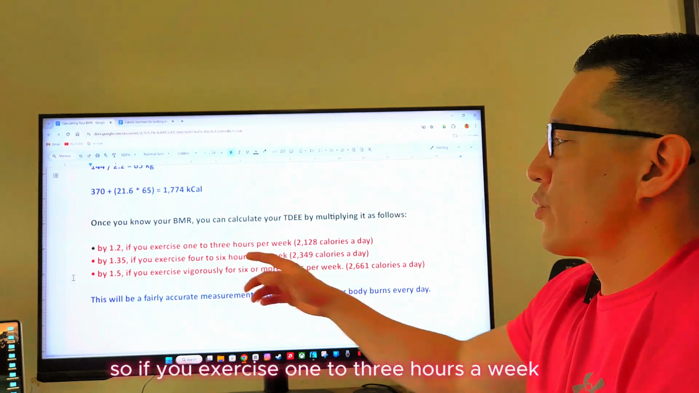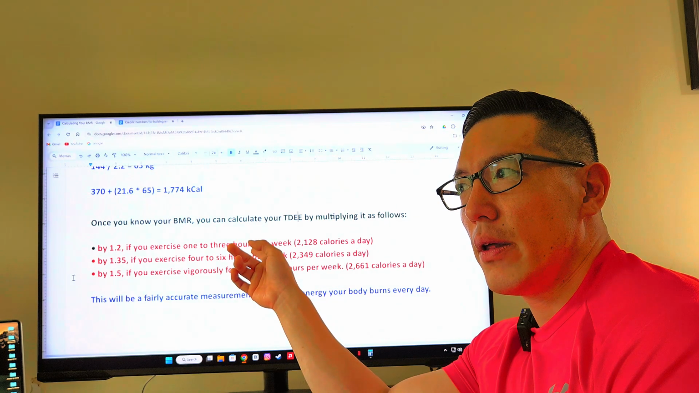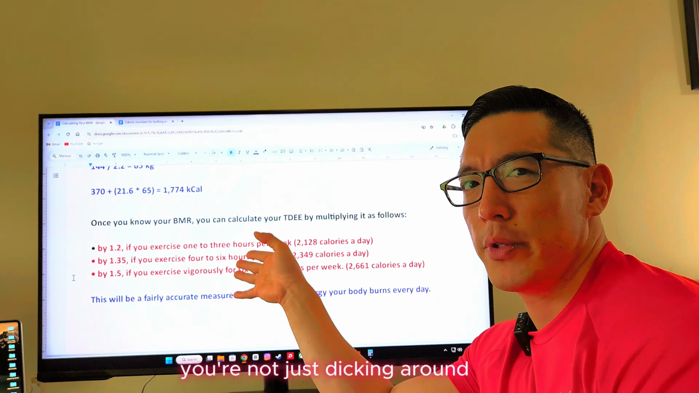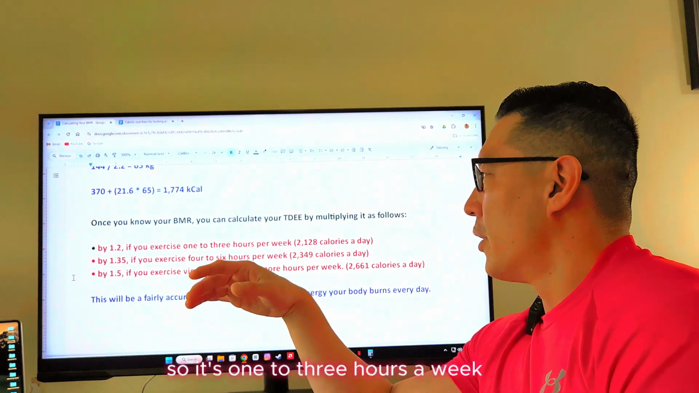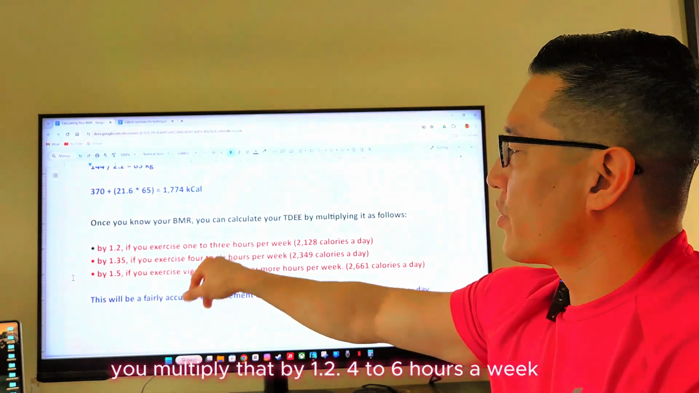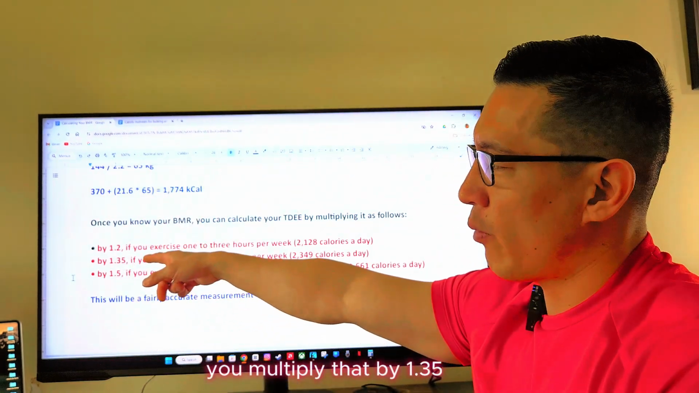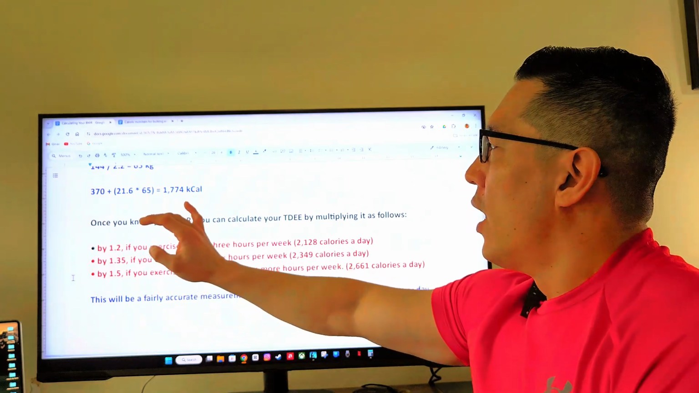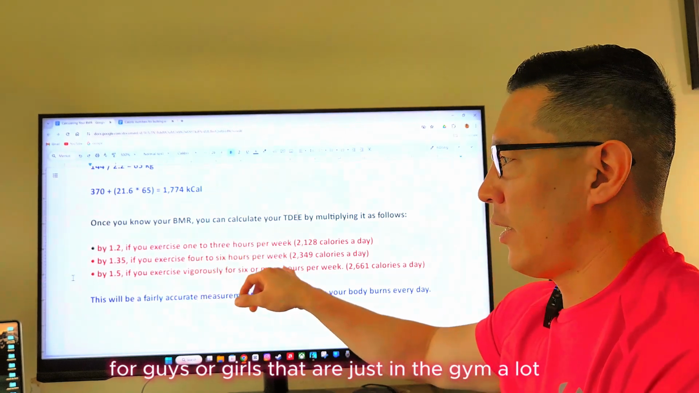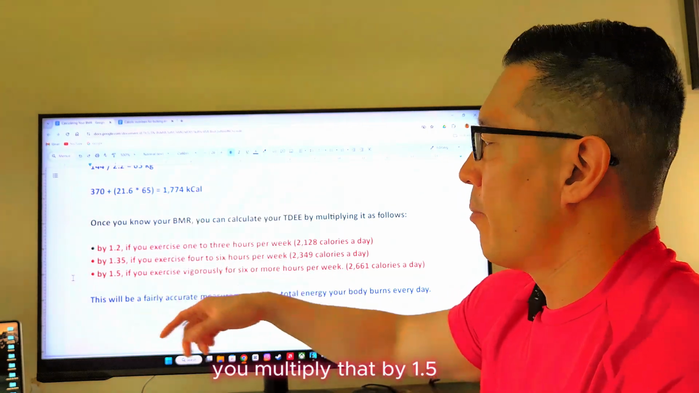So if you exercise 1 to 3 hours a week, and when I say exercise, I mean the right way. Resistance training, you're putting in hard hours in the gym. You're not just messing around. So if it's 1 to 3 hours a week, you multiply that by 1.2. 4 to 6 hours a week, which is where a lot of people land on average, you multiply that by 1.35. I would say on the higher end for guys or girls that are just in the gym a lot or are doing like 2 a days for sports or whatever, you multiply that by 1.5.